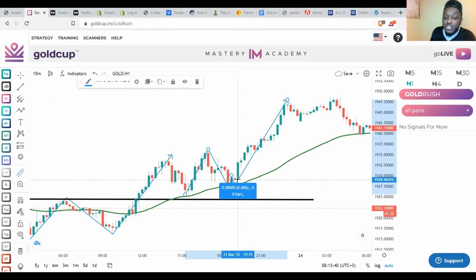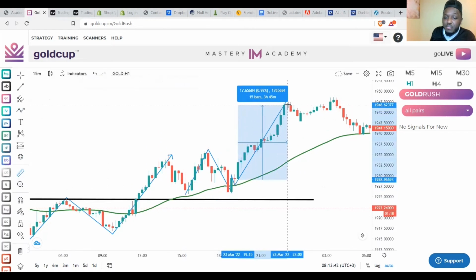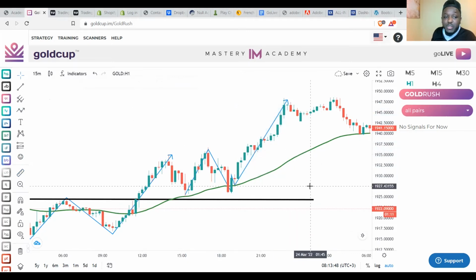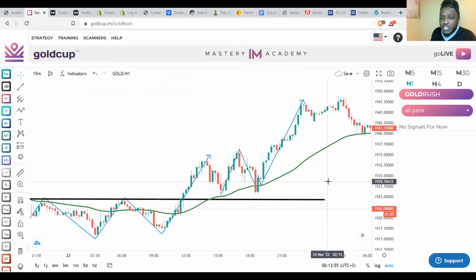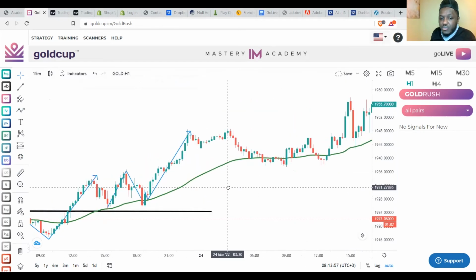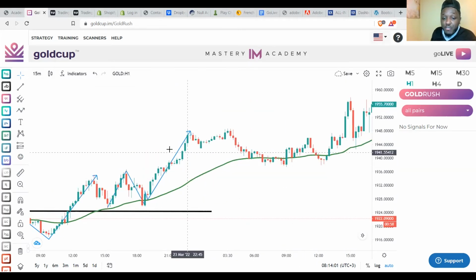How many pips are those? Let's say you even got in on this candle, okay? 17 pips, clean pips, okay? 17 pips, clean ones. This is gold, okay? This is gold that we are looking at. I want you to just see how beautifully this would be playing out for you.